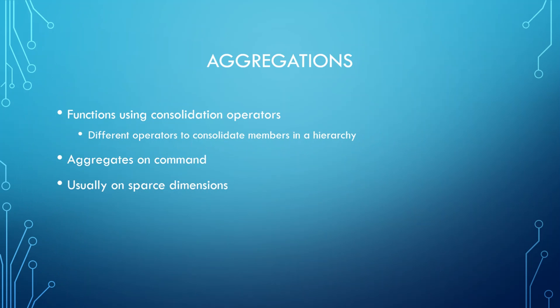So aggregations function using consolidation operators, which, if you remember from the Smart View video, are what adds up the different members in a hierarchy into the highest level hierarchy. So it adds up from the lowest level all the way up to the highest level, and it doesn't have to be adding up. As we saw, there's different consolidation operators, so there could be multiplication, division, subtraction, and whatnot. So that's consolidation operators and aggregation. Aggregations aggregate on command, and they usually aggregate on sparse dimensions.